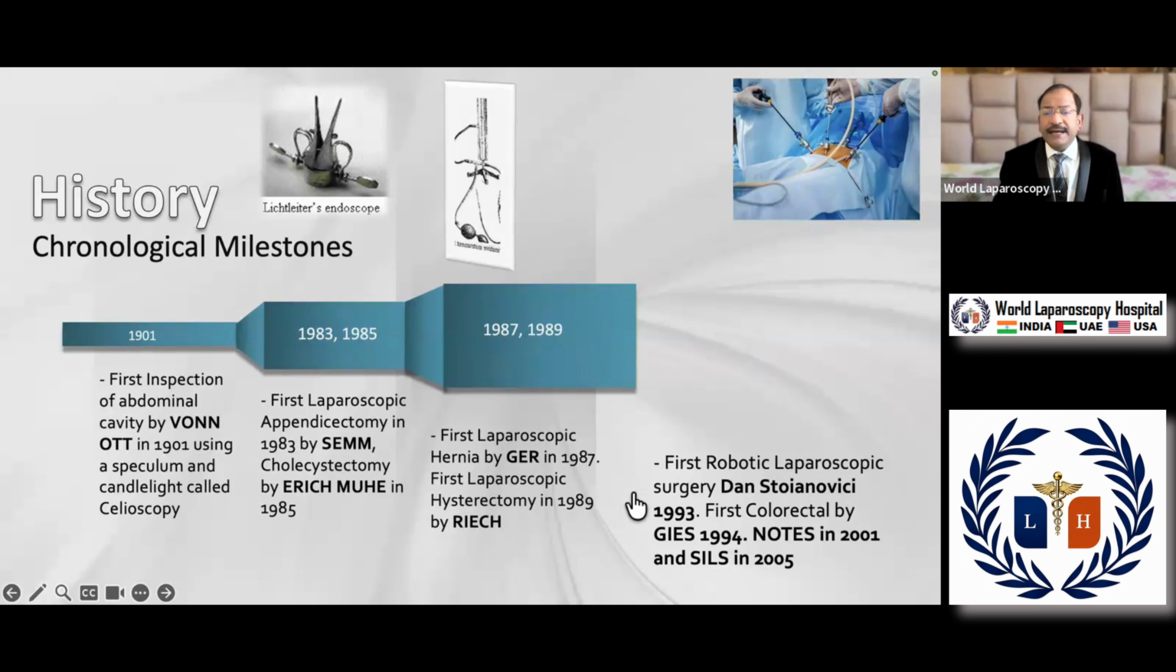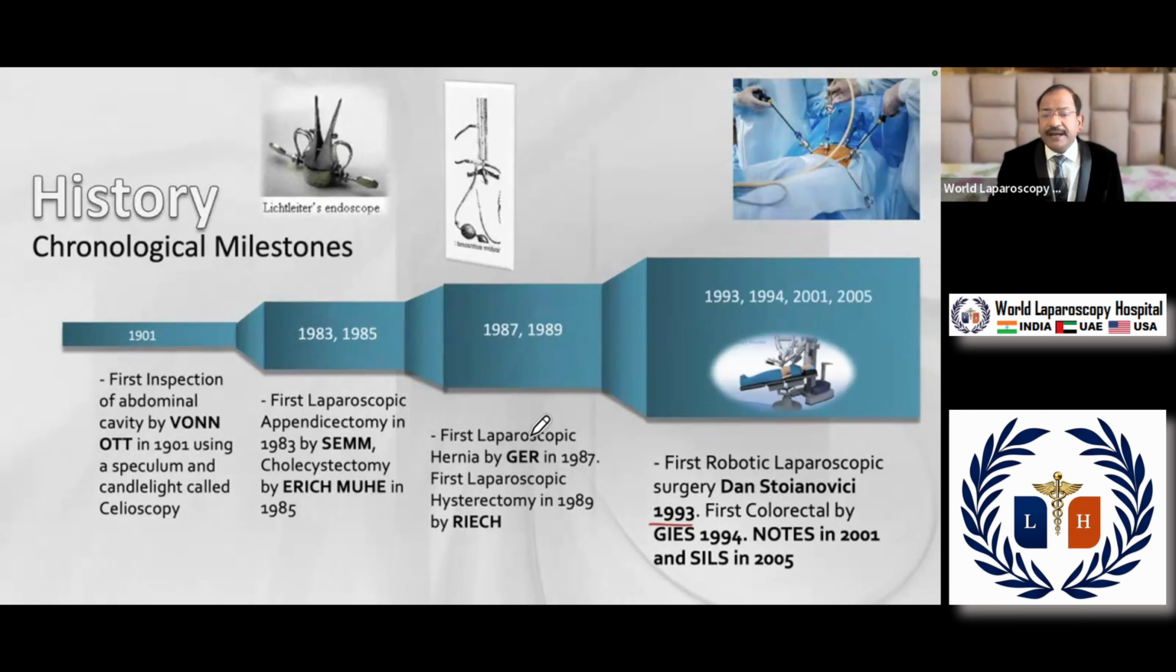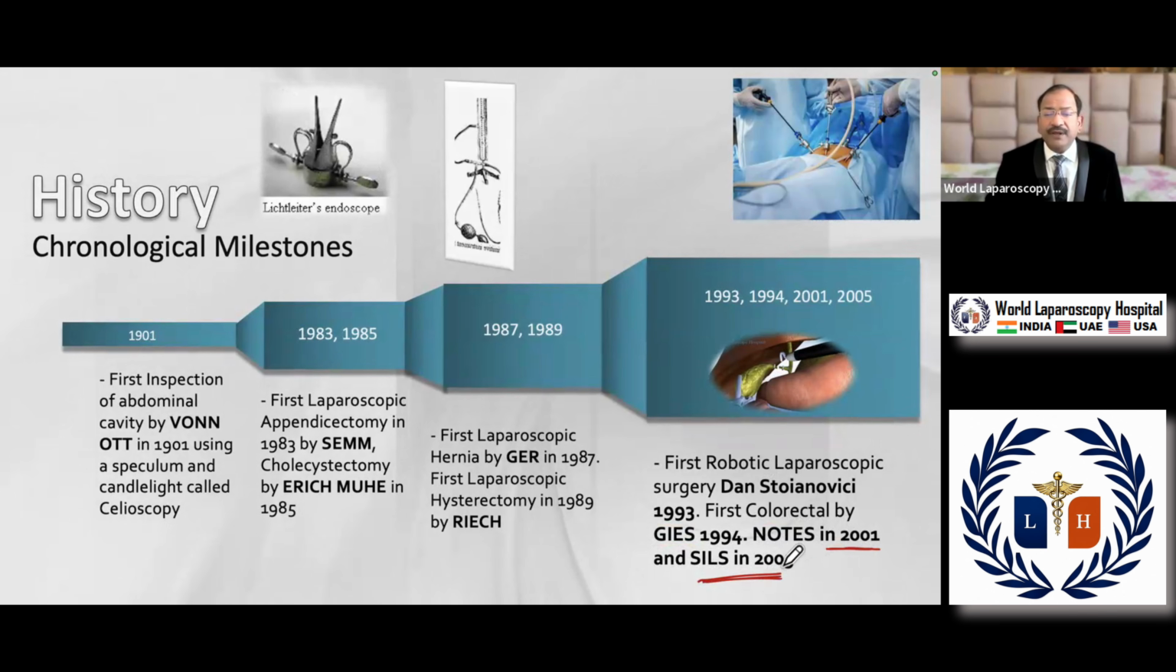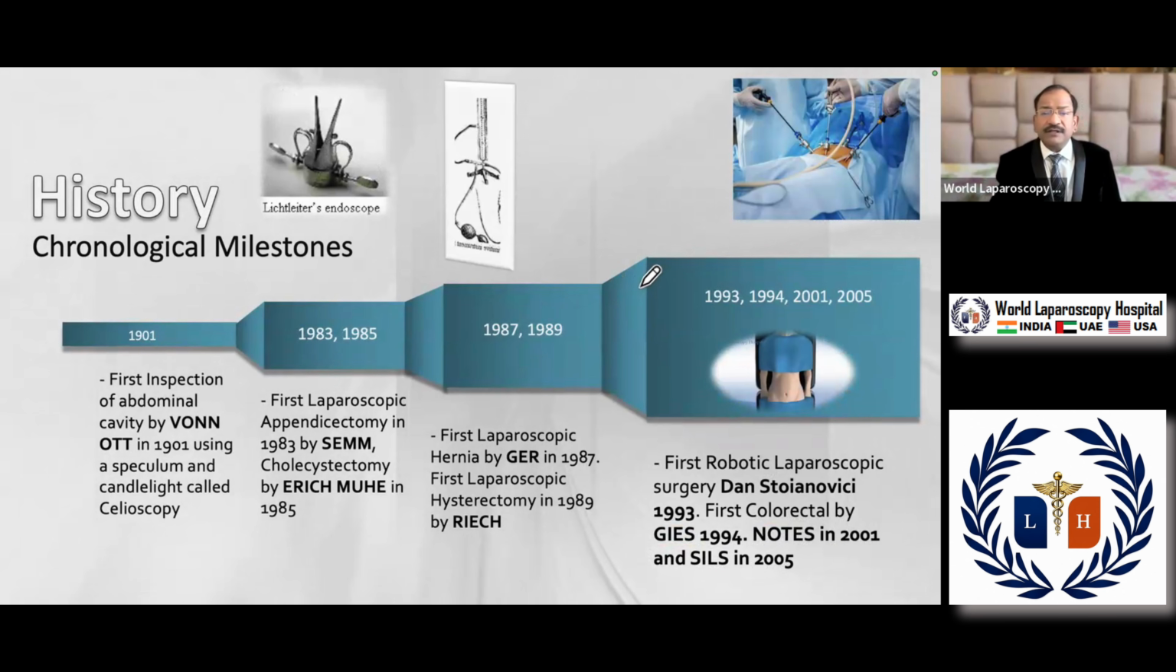After that, in 1993, the first robotic surgery was performed by Dan Stanvisi, and in 1994, the first colorectal surgery was performed by Geese, and in 2001, the first natural orifice transluminal endoscopic surgery was performed in Strasbourg, France, and then the first single incision laparoscopic surgery was performed in 2005 in Izmir in Turkey. So these are the chronological milestones of how laparoscopy started and where we are today.